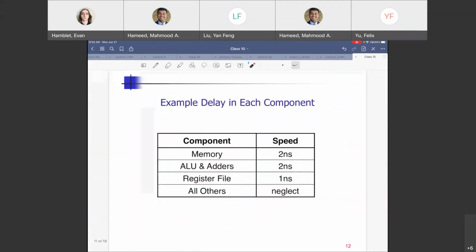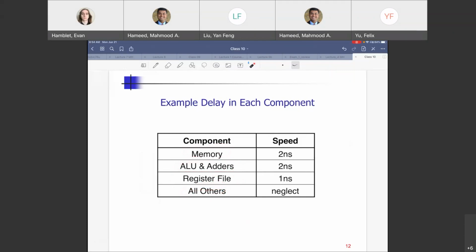Next, let's talk about delay. When we talk about delay, it is in the context of the speed at which MIPS ISA-based computers can run, because they are made up of hardware. So you have components such as memory, ALU and adders, the register file, and all the other components.